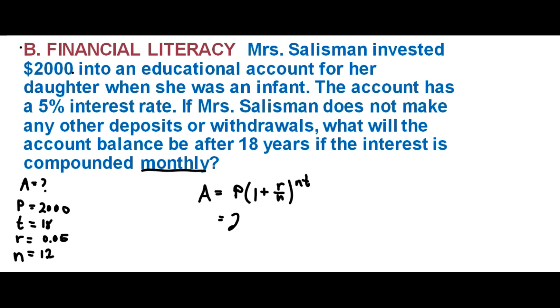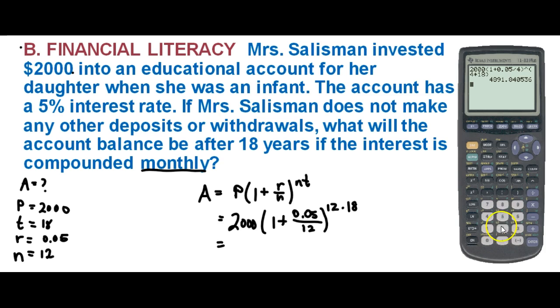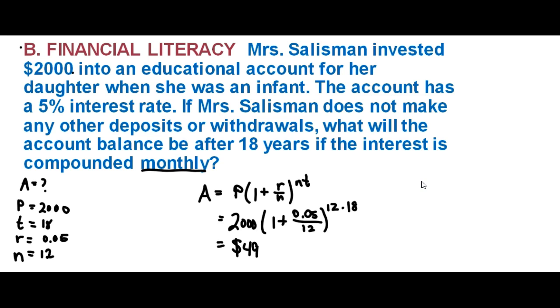Put all of our values in, we get 2,000 times 1 plus 0.05 over 12 to the 12 times 18 power. And let's throw that all into our calculator. We get 2,000 times 1 plus 0.05 over 12, all to the 12 times 18 power, and that's going to give us $4,910.02. So 4910.02 is going to be my answer for that one.